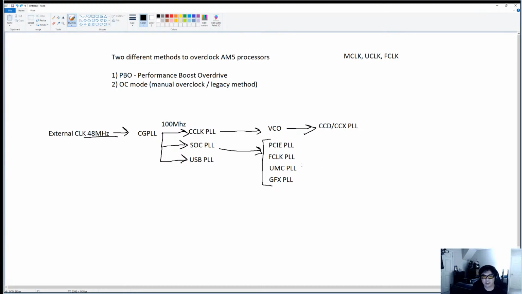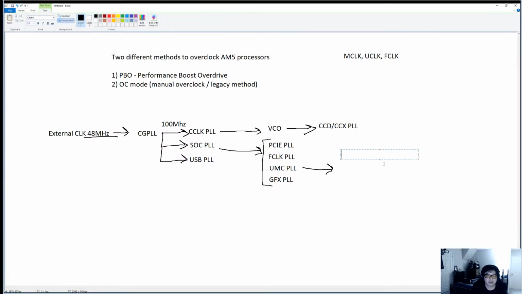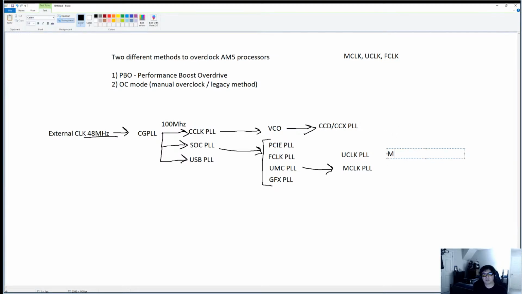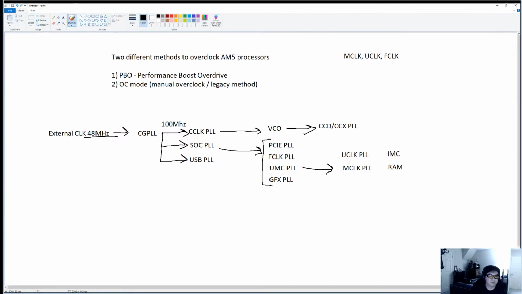From the UMC, you have 2 different things here. You have the U clock PLL, another phase lock loop, and then you have the mem clock PLL. So this influences your memory controller. The U clock is for the memory controller, so this is going to be the IMC. This just looks like I'm typing a bunch of acronyms, but hopefully people are following what I'm referring to here. And this one is going to be the actual RAM. So this one is the CPU, and this one is the actual RAM itself, for these phase lock loops.